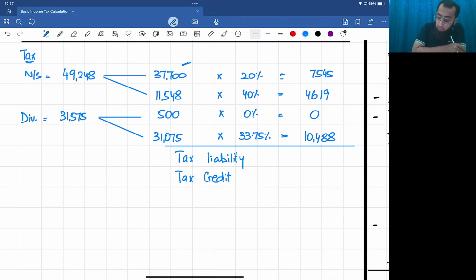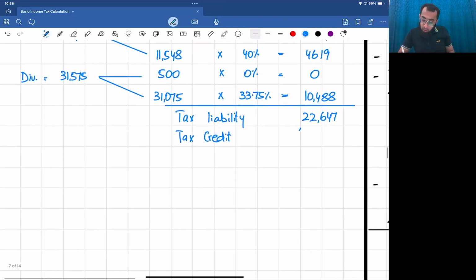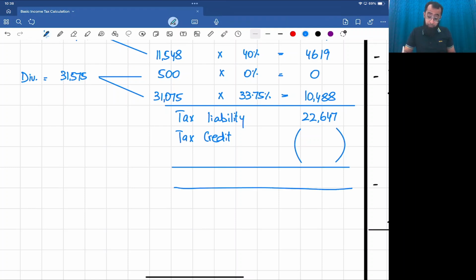So 7545. Okay, just a minute. 37,700 into 20%. It's 7540. A calculation error. Okay, now 7540, 4619, 10488. So it's 22647. You adjust your tax credits from here and you will get your final tax payable.